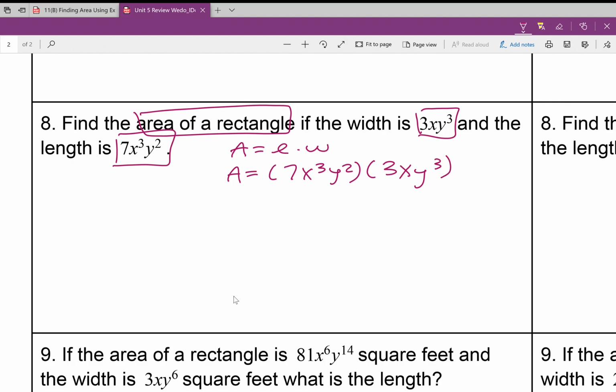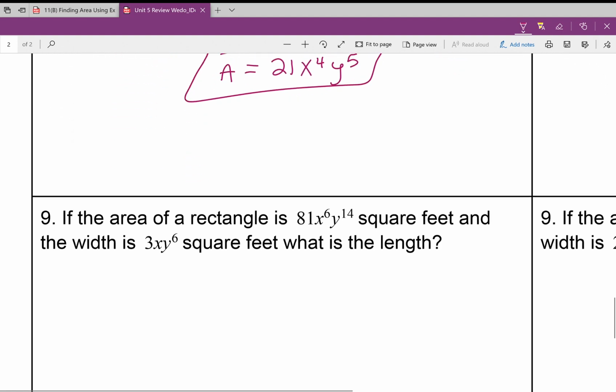So first I multiply my coefficients. So the 7 times 3 is 21. Then I add my exponents. X to the 3 plus x to the 1 is x to the 4. Y to the 2 and y to the 3 becomes y to the 5. So this is my area.